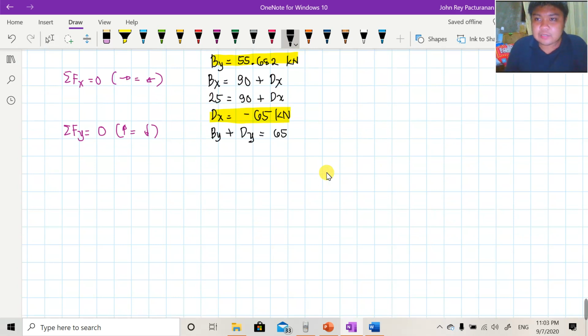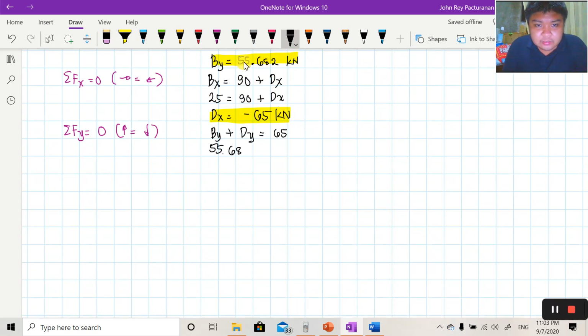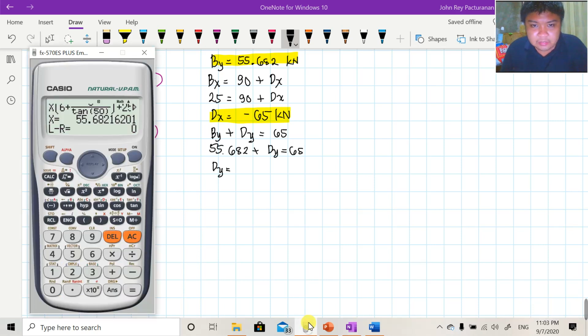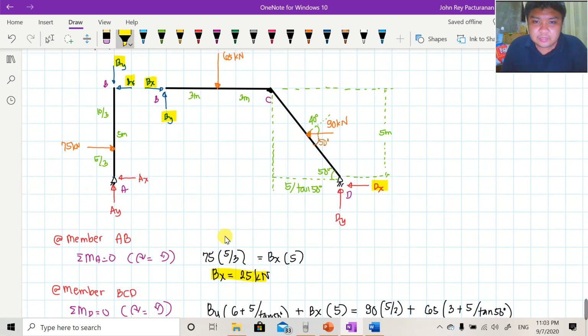But the by, class, we already calculated as 55.682. So, 55.682 plus dy equals 65. So we find the value of dy as 65 minus 55.682. What will the answer be? The answer is 9.318 kilonewtons. So, let's highlight it as the correct answer. That's four reactions found.